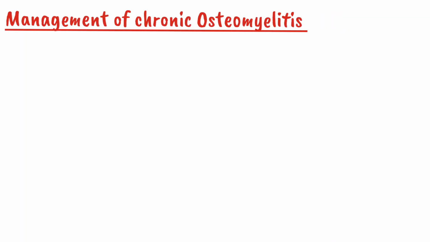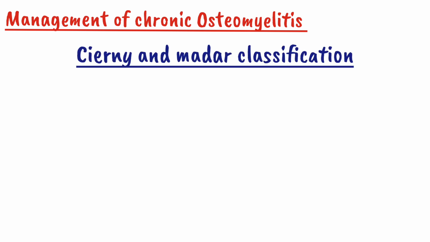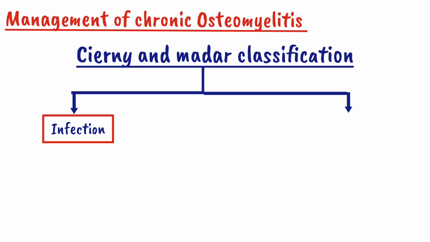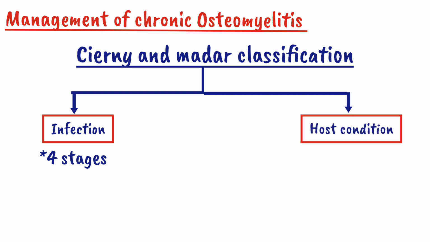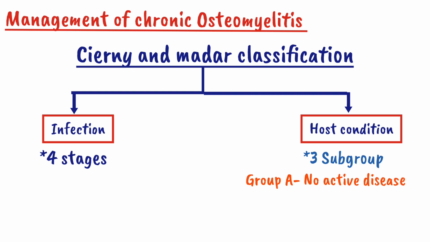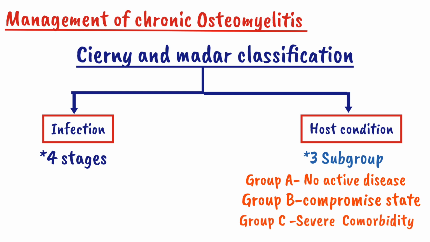For management of chronic osteomyelitis, we use the Cierny and Mader classification. In this classification system, the infection of a bone is divided into 4 stages, and these 4 stages are related to the condition of the patient. The condition of the patient is divided into 3 groups. Group A are people who have no active disease, group B are people who have a compromised state, while group C are those people who have a severe comorbidity. In these patients, the surgery is more dangerous than osteomyelitis itself.